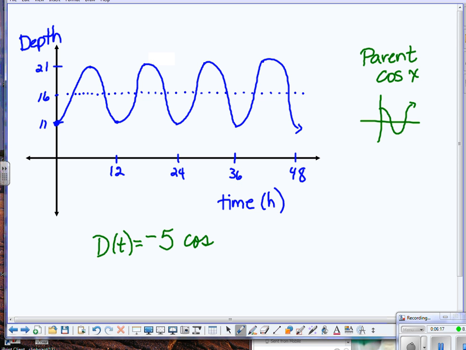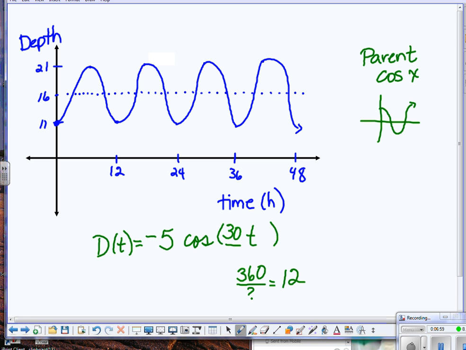Then I need to decide whether I have any horizontal changes. So that would be what goes in the brackets. My period is not 360. So I need to adjust the period so that the cycle is in 12 hours and not 360 hours. So whatever number I put here in front of the t will allow me to have a period of 12. So 360 divided by whatever that number is should give me 12. 30 is the number that I want there. 360 divided by 30 is 12.